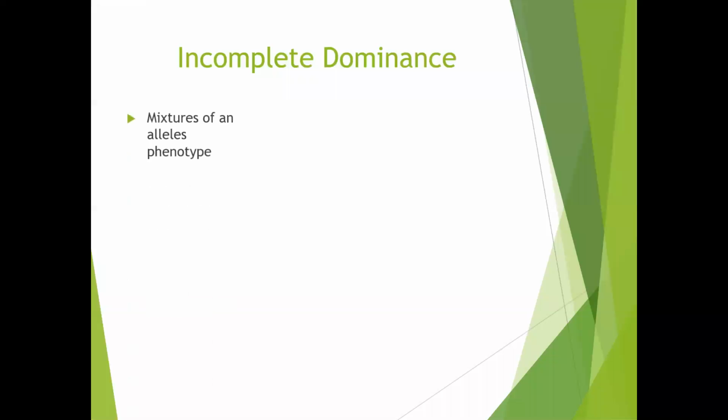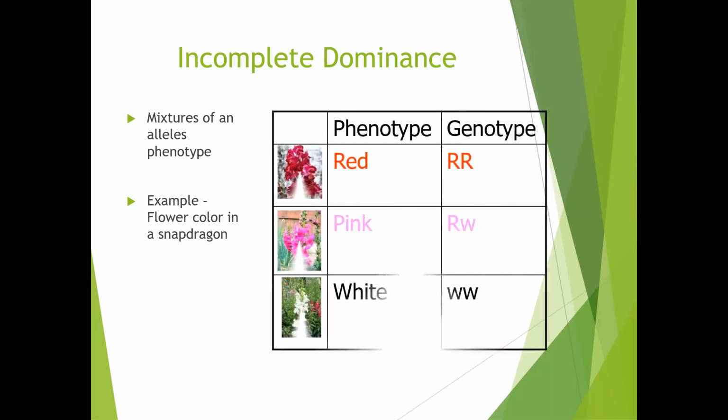So we saw complete dominance, meaning that a dominant allele will mask a recessive allele. This is not the case in incomplete dominance. So what we'll see is a mixture of the alleles' phenotype. So we see this happening in snapdragon. So we have a red snapdragon, a pink snapdragon, and a white snapdragon. So you can look at their phenotypes and their genotypes and see that when it is heterozygous, it's a mixture between red and white.